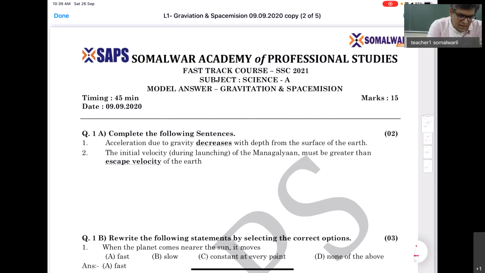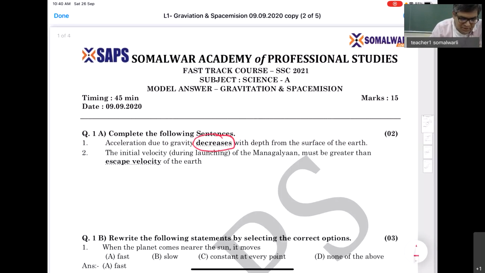Okay, today we will look at the question paper which was based on gravitation and space mission. So let's go directly to the question paper. If you look at question number 1A, it is acceleration due to gravity decreases with the depth.